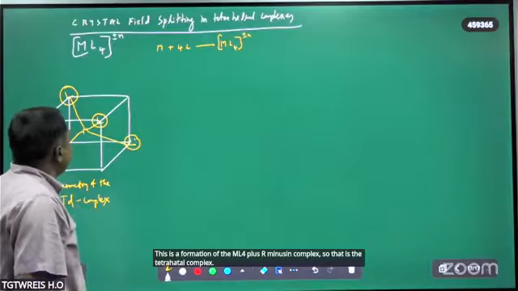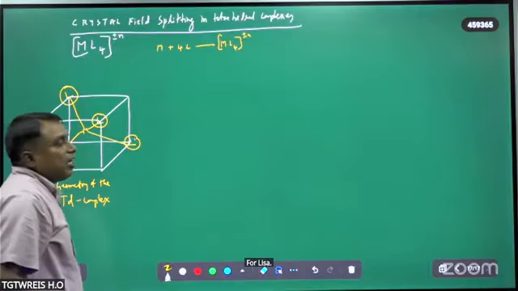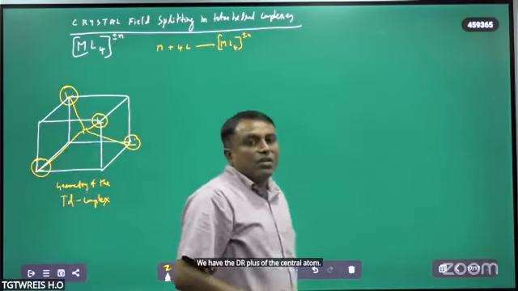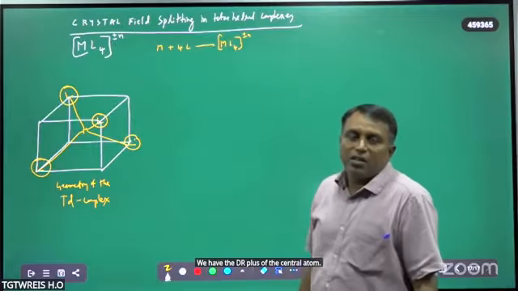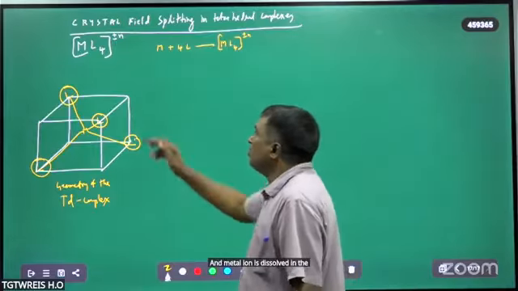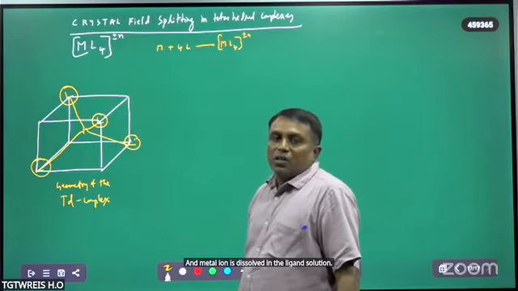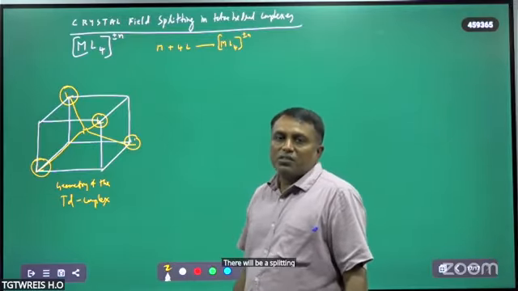So in this, we have the d orbitals of the central atom. When the metal ion is dissolved in the ligand solution, there will be a splitting of the d orbitals.